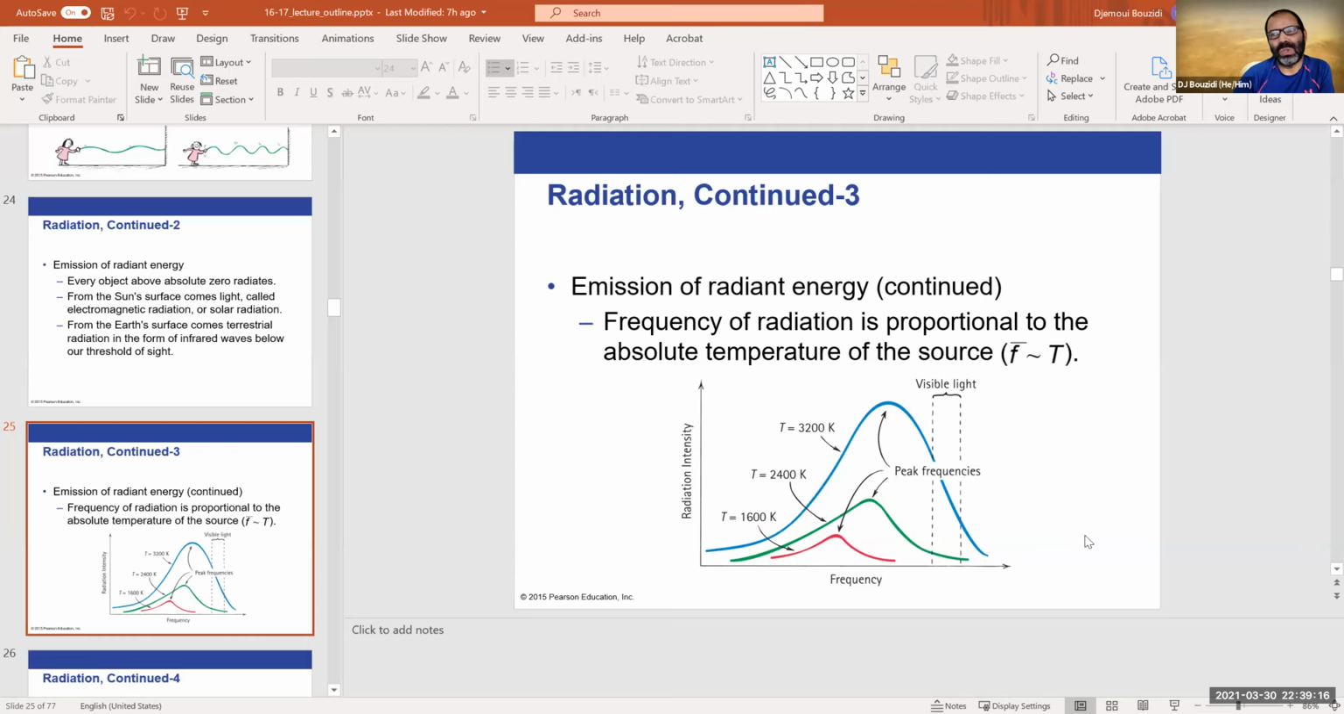An object that is 1600 Kelvin, we are about 300 Kelvin. I mean, humans are what?